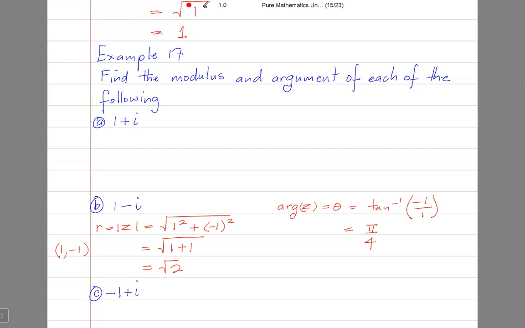Please do A and C right now. This should have been minus 45. All right, so that's a correction. It should be minus 45. All right, everybody clear with that? Minus 45, meaning it is in the fourth quadrant.